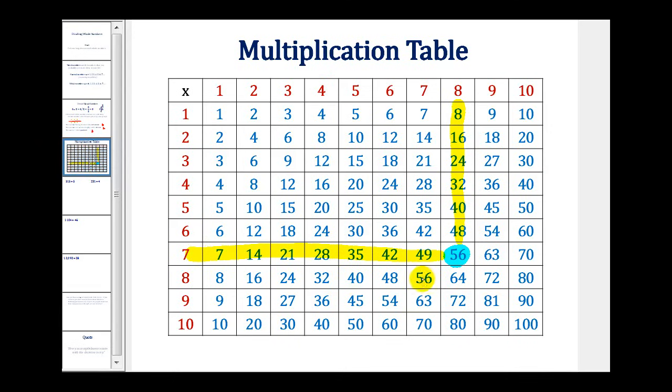And notice there's another 56 in this table. And it doesn't matter which 56 we use. If we take 56 and divide by 8 using this row, then this column will tell us our quotient, which is 7. So this table can be very helpful when we're first learning how to divide. Let's go ahead and take a look at some examples that require long division.